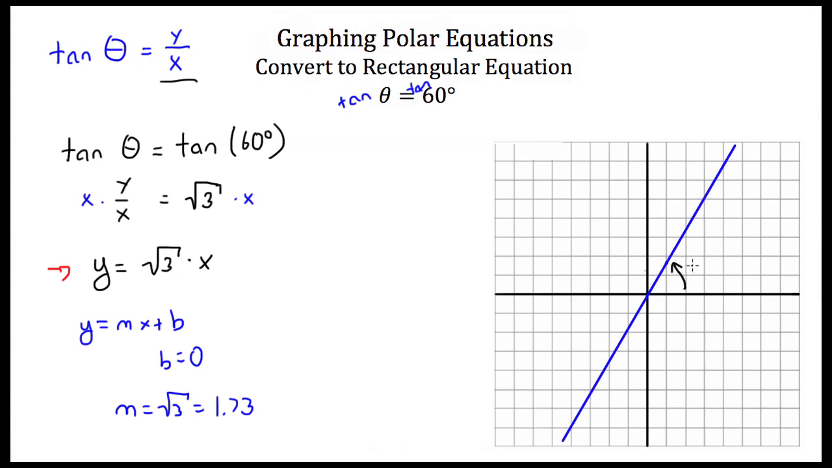This angle here is theta. It's 60 degrees, and it doesn't matter what r is as I measure along this angle. I'll continue to get different points that are in a line. So if you ever see theta is equal to some number, say a, this is the equation of a line that passes through the origin.